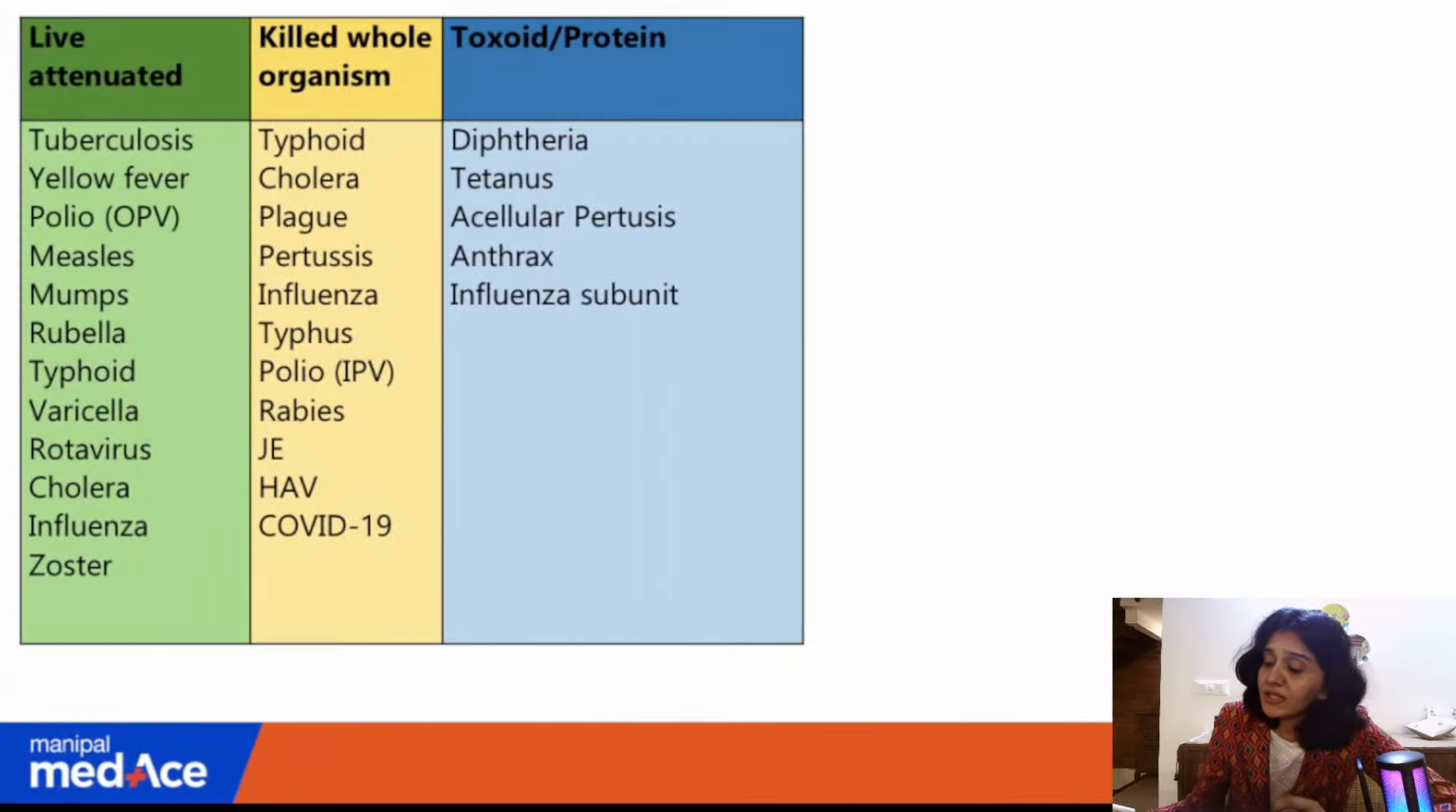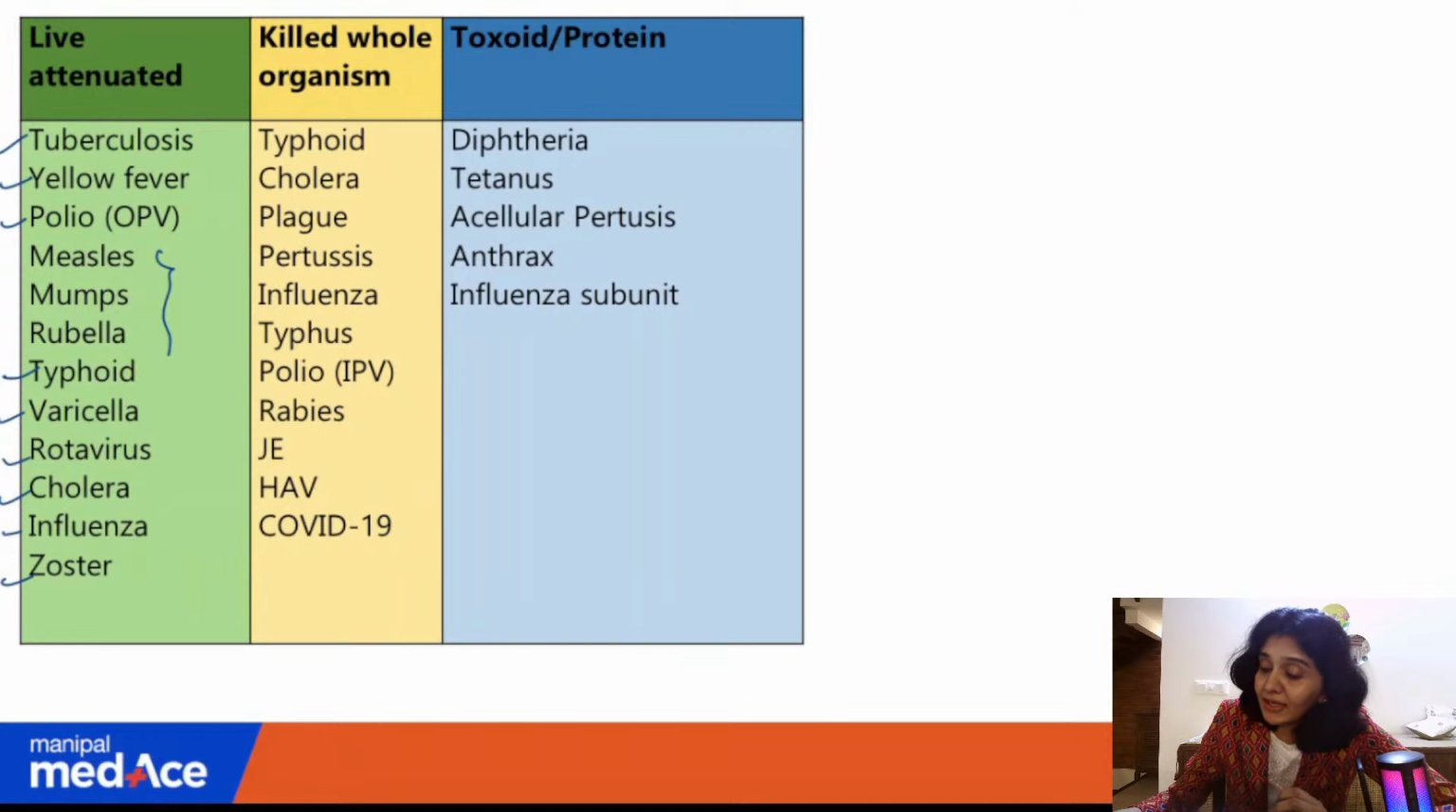So let us revise the types of vaccines now. All right. So there are totally 6 different types of vaccines. Live attenuated. So it's a live organism. You've attenuated it, that is inactivated it, weakened it by using a chemical. Right. What are the live vaccines? So there is tuberculosis, that is BCG, yellow fever, oral polio virus, MMR, that is measles, mumps, rubella, typhoid, varicella, rotavirus, cholera, influenza, zoster, right?